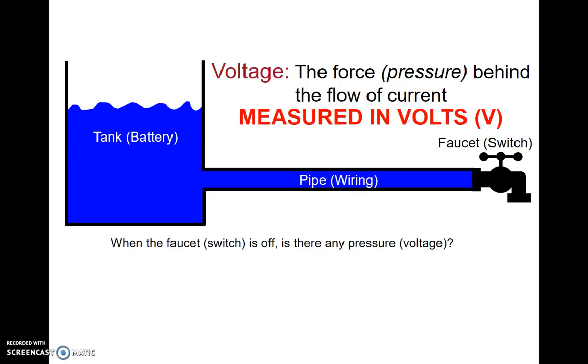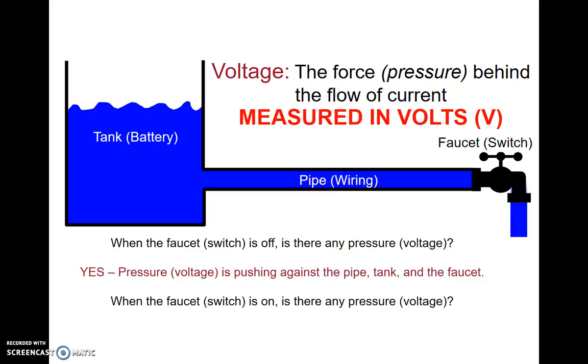The next question is, when the faucet or switch is off, is there any pressure? Is the water still trying to push up against that faucet or against the sides of the pipe or the tank? Yeah, it's pushing everywhere. It wants to get out. It just can't. So yes, there's always pressure. And that's the same in a circuit. Even when the switch is off, there's still pressure trying to get through.